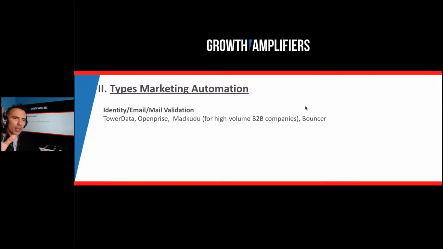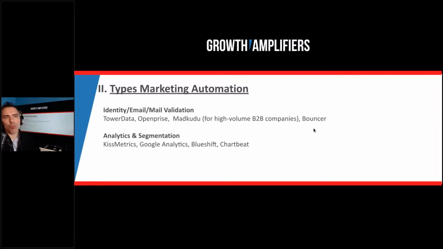If you get email lists, or if you get people's mailing information, there's software that can automate the process of checking the email validity or the mail validity to make sure it's accurate. So if someone gives you their contact information and maybe it's a little off, there's some software that can help make sure that they scour the internet to make sure that what they've given to you is the most accurate and best contact information for them. So that's pretty powerful. And there's some examples: Tower Data, OpenPrize, Makudu, Bouncer. That's just a type of marketing automation.